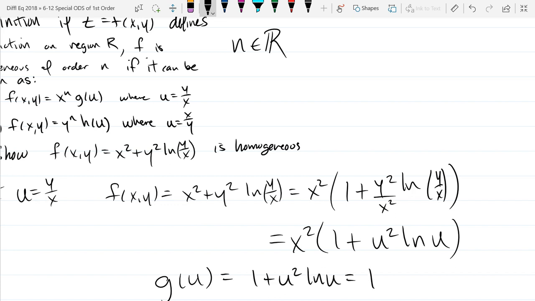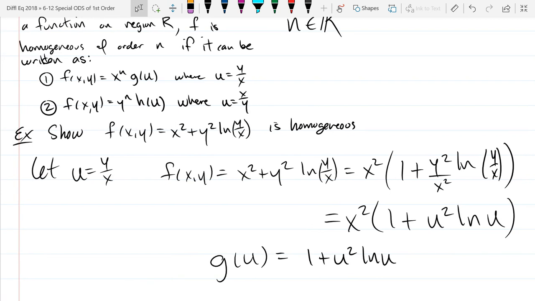If you want to impress people with your natural log property skills, you could write u to the u squared, but that looks really ugly. I wouldn't do that. All right, what can I say? Homogeneous or not homogeneous? Homogeneous. Fits the form. It's order 2. There we go.